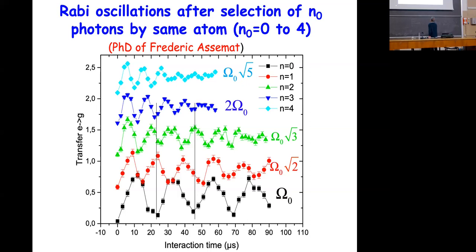I also show you this here. You see this curve oscillates twice as fast as the first one. If you have 3 photons, the Rabi oscillation goes at the rate twice as 0 photon. You see indeed that 1 oscillation here corresponds to 2 oscillations here, and 2 oscillations here correspond to 4 oscillations here. It shows that you only have the square root of n variation of the Rabi oscillation.